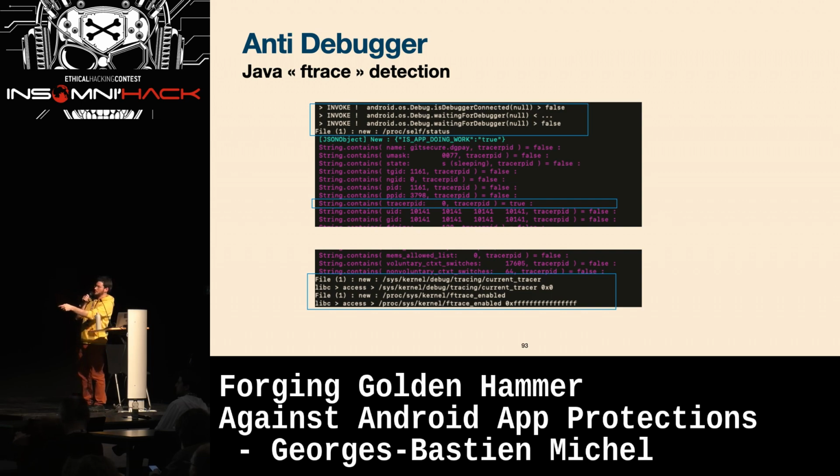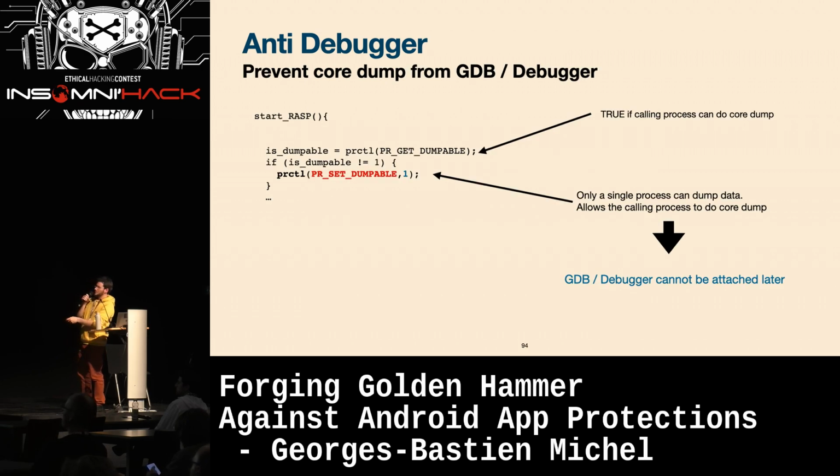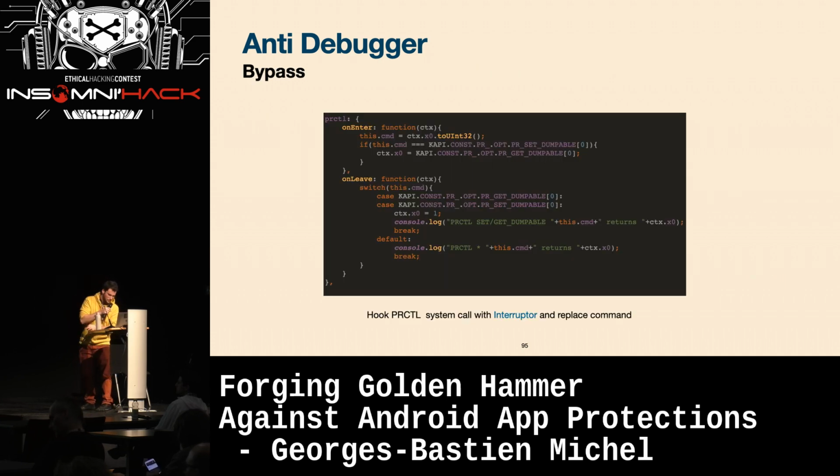There is a lot of other kinds of detection you can find on the site. Another interesting example is how the application prevents GDB or a debugger from performing a core dump. It is done by calling prctl with the constant set dumpable. When you hook this kind of syscall, you should be aware: you should find a value which causes the fewest side effects on the application. And here is the hook to change the prctl.